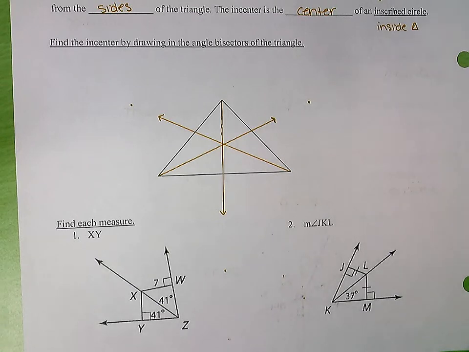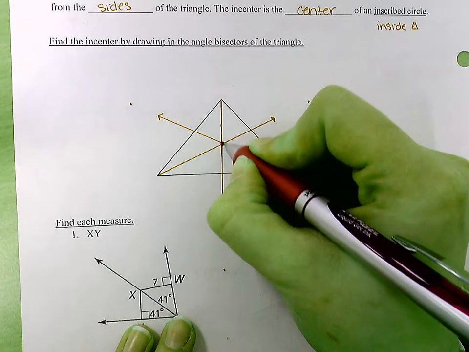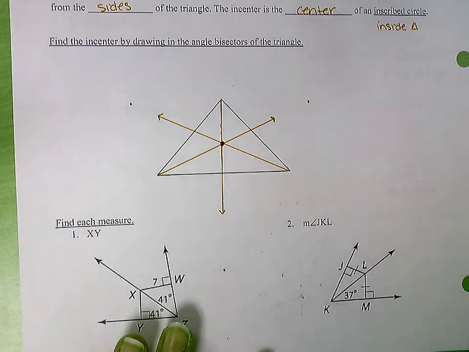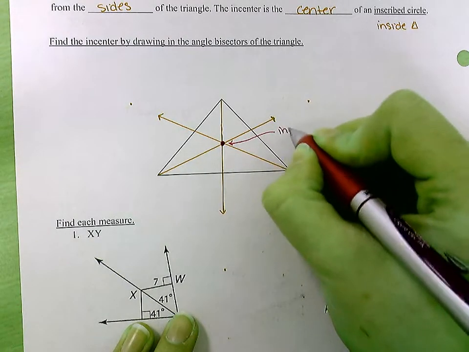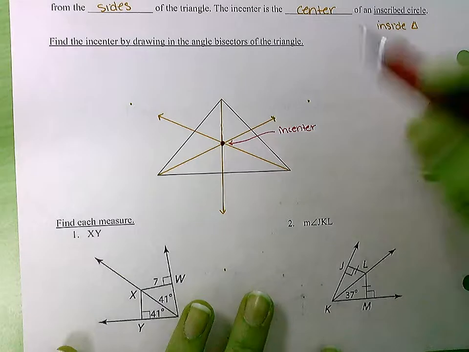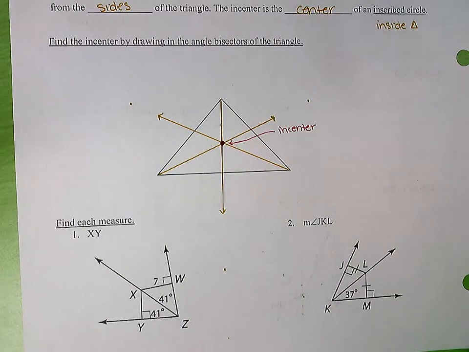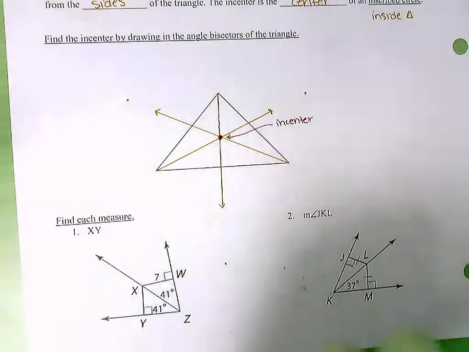All right, so here I have my point of concurrency. That point is your incenter, where all 3 of your angle bisectors intersect. Now with your incenter, it is the center of an inscribed circle. So I'm going to try and draw in your circle again. This one never works out for me very well.